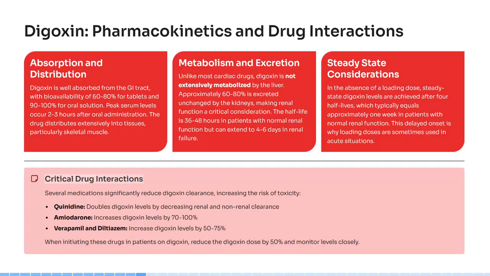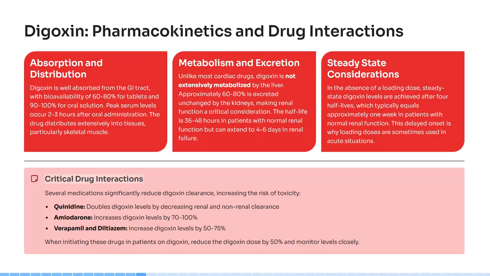Unlike most cardiac drugs, digoxin is not extensively metabolized by the liver. Approximately 60 to 80% of it is excreted unchanged by the kidneys, making renal function a critical consideration, right? You have to monitor the kidneys. The half-life is about 36 to 48 hours in patients with normal renal function, but that can extend over days for patients who have renal failure. So you've got to be really, really careful.